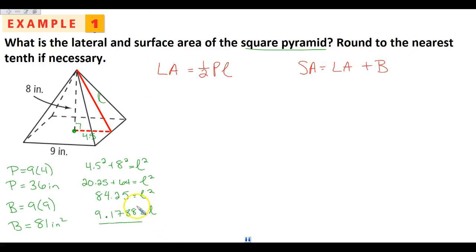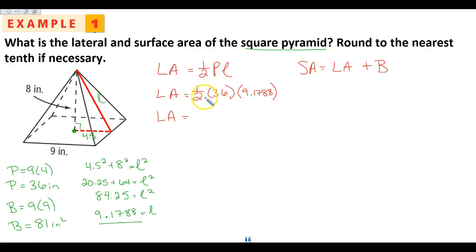So we want to leave this long decimal in our calculator because we're about to turn around and plug it in. So for my lateral area, I have 1/2 times the perimeter of my base, which we found over here was 36, times my slant height, which is 9.1788 and so on. Okay, so in your calculator now, all you have to do is put times 36 and then divide it by 2, or you could say times 18, either one. It's going to get you to the same place.